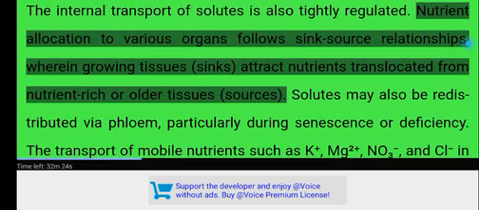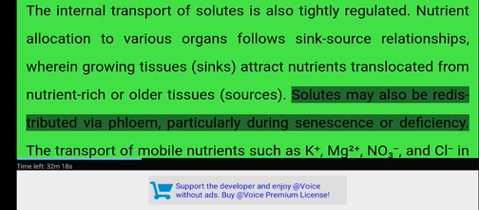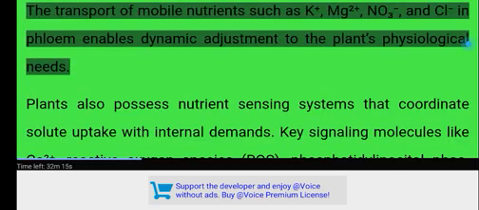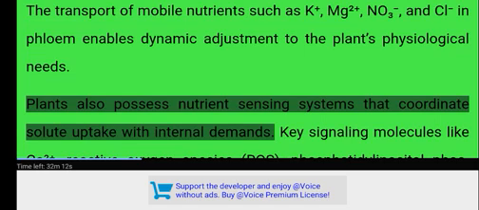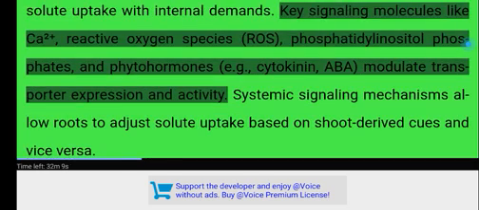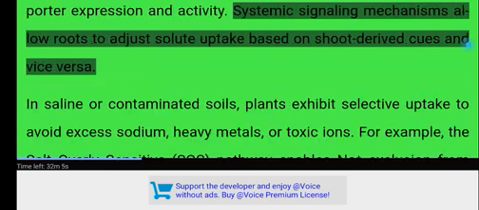Nutrient allocation to various organs follows source-sink relationships, where growing tissues, the sinks, attract nutrients translocated from nutrient-rich or older tissue sources. Solutes may also be redistributed via phloem, particularly during senescence or deficiency. The transport of mobile nutrients such as K+, Mg2+, NO3-, and Cl- in phloem enables dynamic adjustment to the plant's physiological needs. Plants also possess nutrient sensing systems that coordinate solute uptake with internal demands. Key signaling molecules like Ca2+, reactive oxygen species (ROS), phosphatidylinositol phosphates, and phytohormones, e.g., cytokinin and ABA, modulate transporter expression and activity. Systemic signaling mechanisms allow roots to adjust solute uptake based on shoot-derived cues and vice versa.